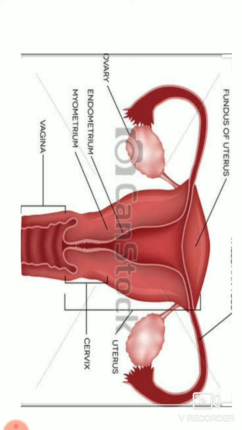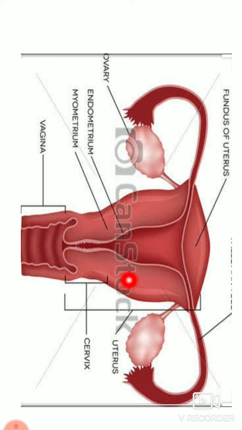Normal position of uterus is anteverted and anteflexed. So if we divide the uterus, we can divide it in two parts or three parts. Two parts means the body and the cervix, and sometimes it is also mentioned isthmus.